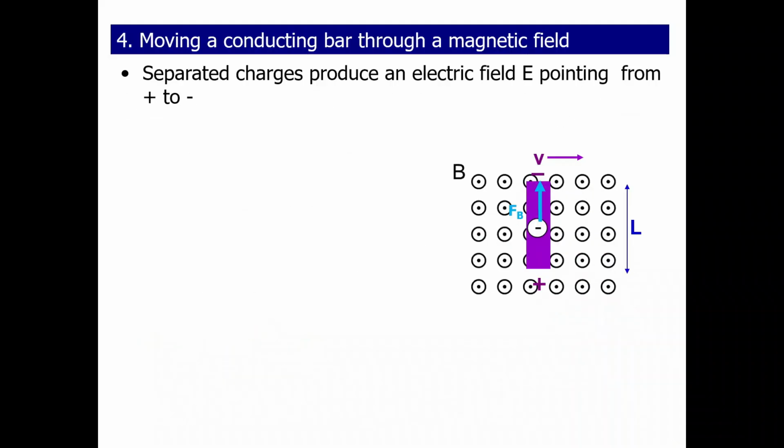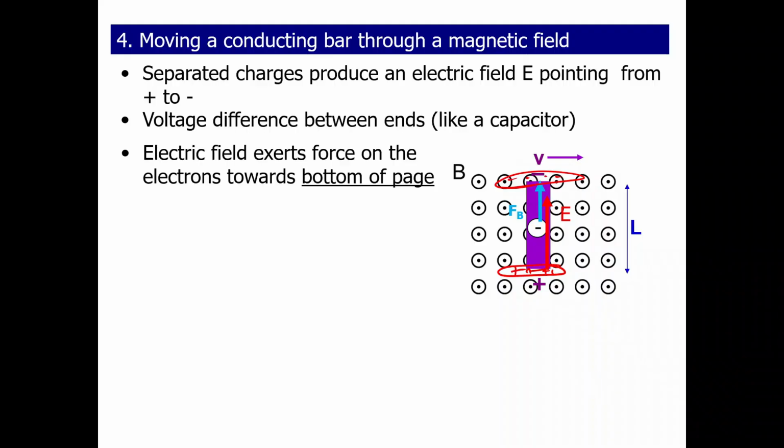Now, separations of charge create an electric field. The electric field is going to point from positive to negative. So there's going to be this induced electric field. And this sets us up to be kind of like a capacitor, because your capacitor has positive charges on one side and negative charges on the other, and our electric field goes from positive to negative. So we get this voltage difference between the ends created by this electric field.